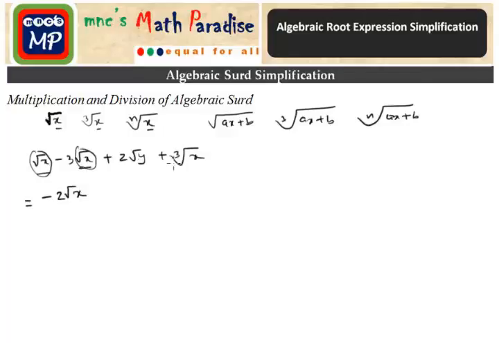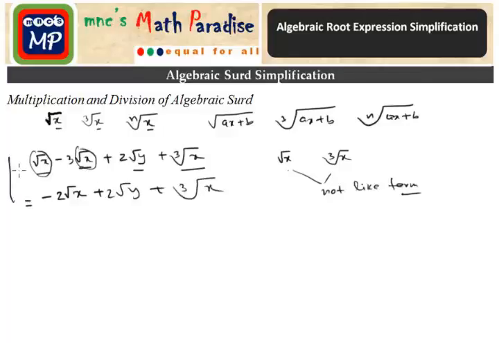But root x and cubic root x are not like terms. Only the same root is like term. So here root x and root x are like terms. Root y is not like term to root x, and cubic root of x is not like term to root x. So they will remain as they are. So the first simplification method is to use the like term concept to collect like terms and simplify.